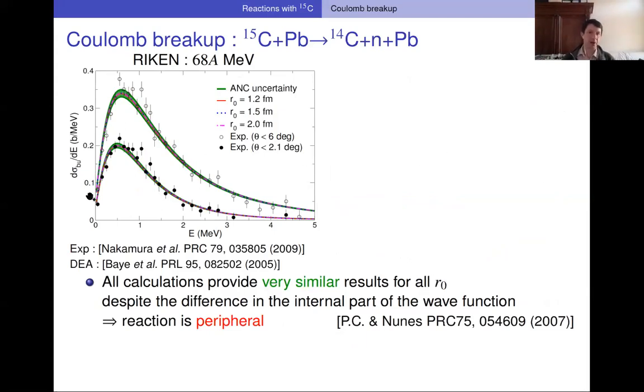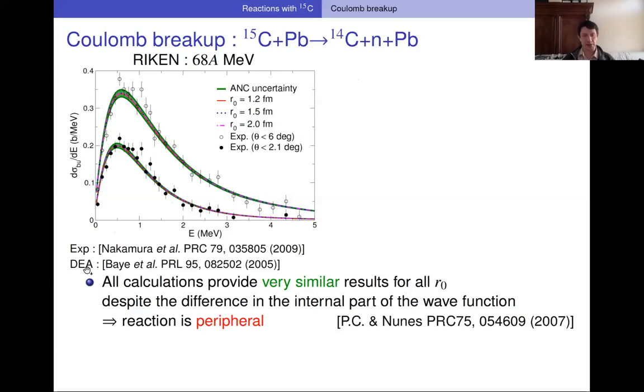So here is the breakup cross-section measured at RIKEN at about 70 MeV per nucleon as a function of the relative energy between the carbon-14 core and the neutron after dissociation. There are 2 sets of data because they have been measured at 2 different angular cuts. So the large angular cut, 6 degrees, and then forward angles, 2.1 degrees. That's the 2 different cuts that we see here.